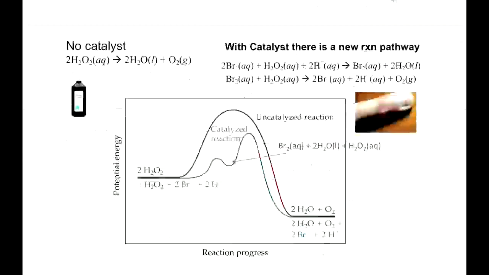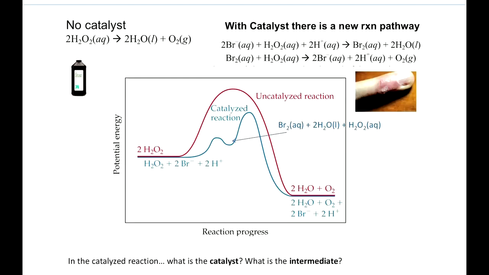So let's see what that looks like. All right, so you see the red line, that's no catalyst. You see, okay, big activation energy, hard to get to the other side. The blue line is the reaction with the catalyst. You're giving it a new pathway, all right?